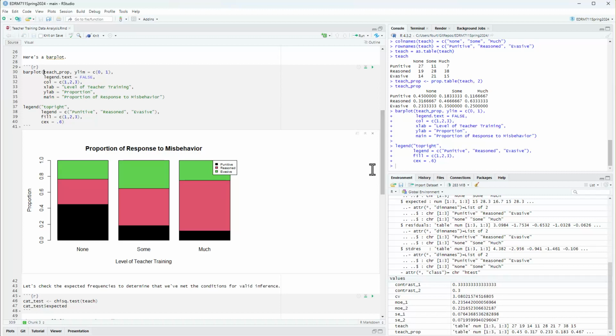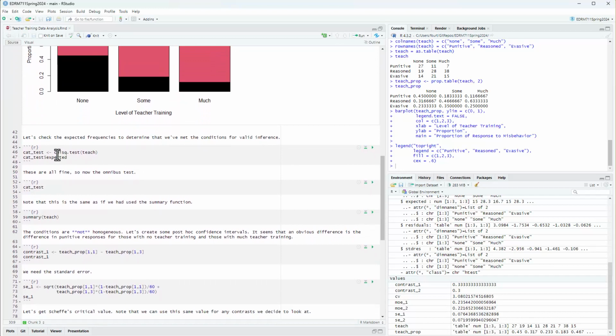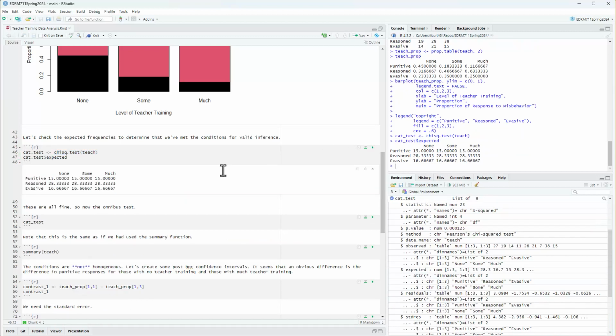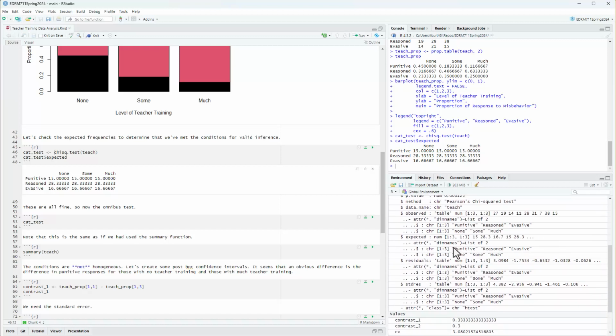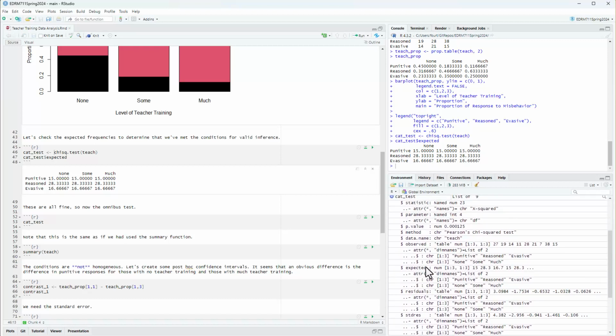So to do that, I'm introducing another function that we can use, and that is the chisq.test function, and I'm applying that to my teaching table and saving the results. The reason I'm saving the results is that when we do this, we get a whole bunch of possibilities here under cat test. I have a whole bunch of possible things I can look at, and notice one of the things I can look at is expected values. So I'm going to print out these expected values here, cat test expected. I'm going to put those on the screen.